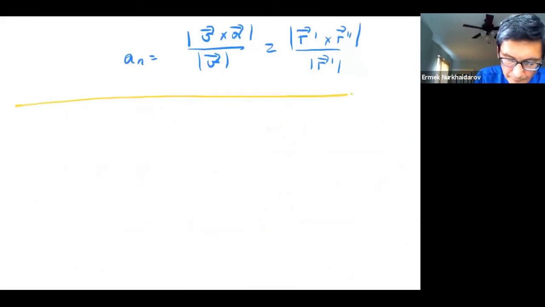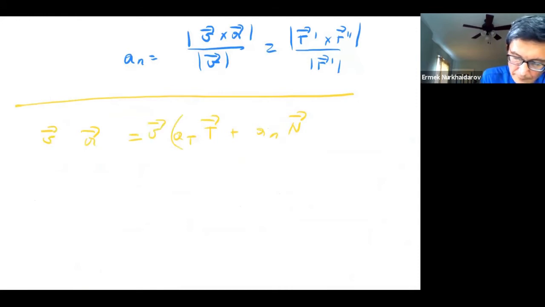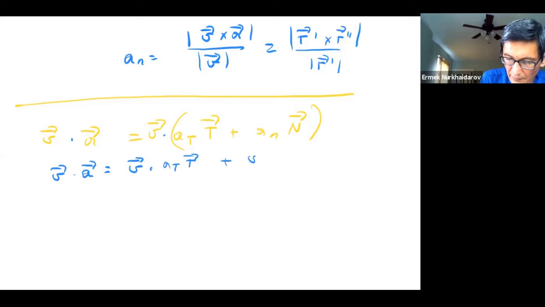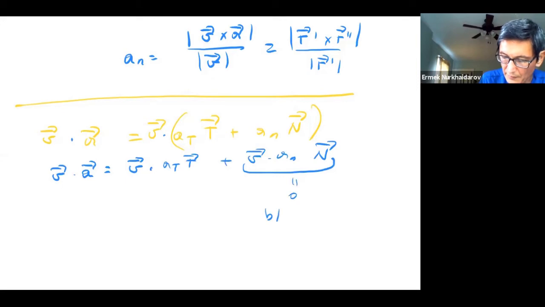So if I take at times t plus an times n, which equals to acceleration, and I multiply it by velocity. Okay. Dot product. So then v dot a equals v dot at t plus v dot an n. This part equals to 0 because v is parallel to t, which is perpendicular to normal vector.